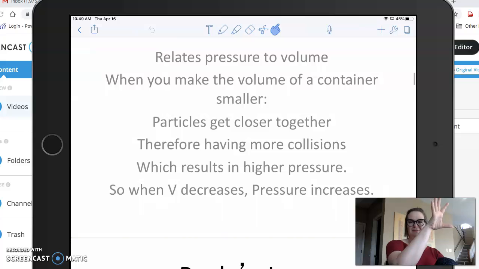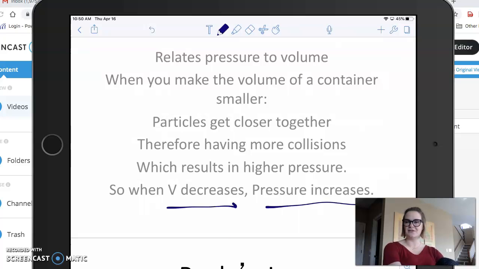If you picture making a container smaller, the molecules get closer together, and if they are closer together and they're moving at the same speed, they have the same kinetic energy, they're gonna run into each other a lot more. So that's pressure. So this relationship is the one example when dealing with gases of an inverse relationship. And what I mean by that is one variable is doing something different than the other. So the volume's decreasing, pressure's increasing.